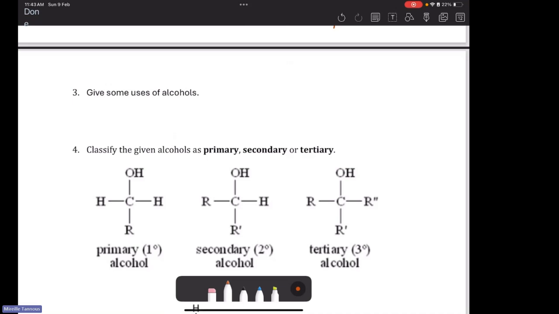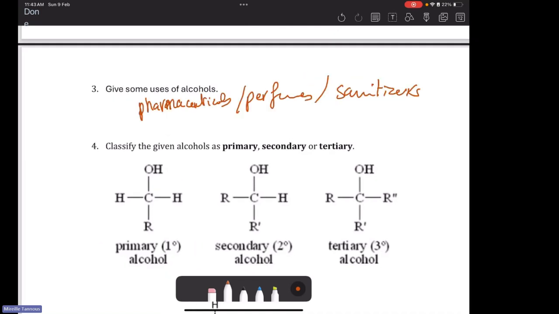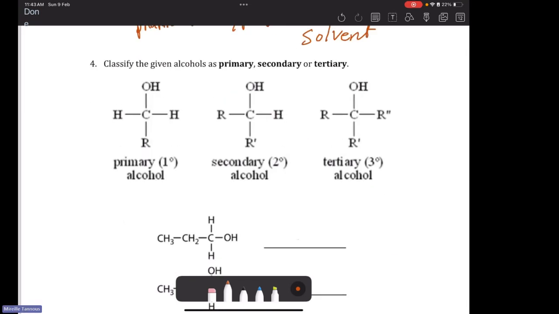Some uses of alcohols. Do not come to the exam without knowing at least a few uses of alcohol: in pharmaceuticals like Panadol, perfumes, sanitizers, shampoo products, solvent. So just some uses. Okay. Now, there will be questions in the quiz to classify alcohols and to classify amines.